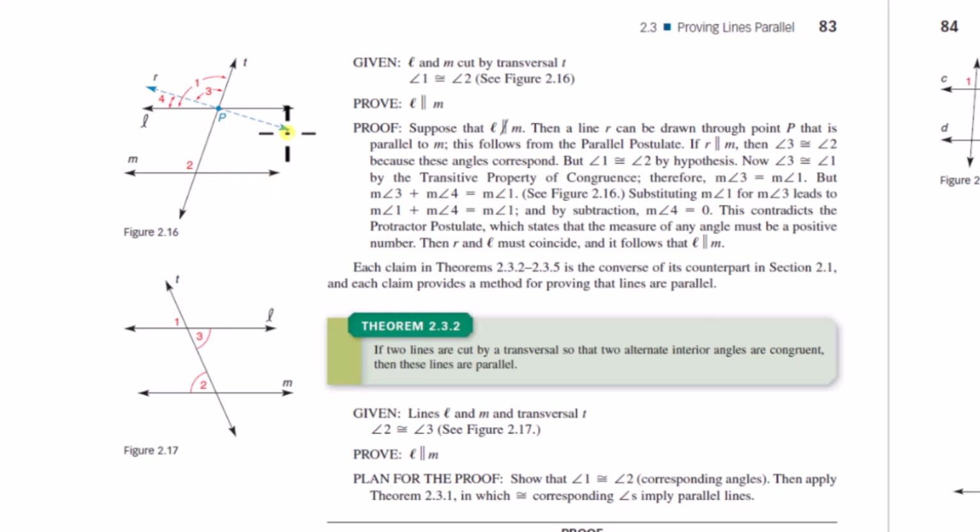So, okay, with the indirect method, here's an example where we don't have negation-type language in the given and the proof, but we can still use an indirect proof.